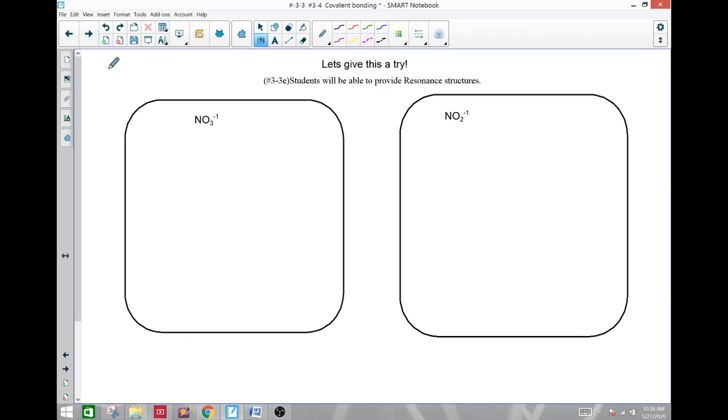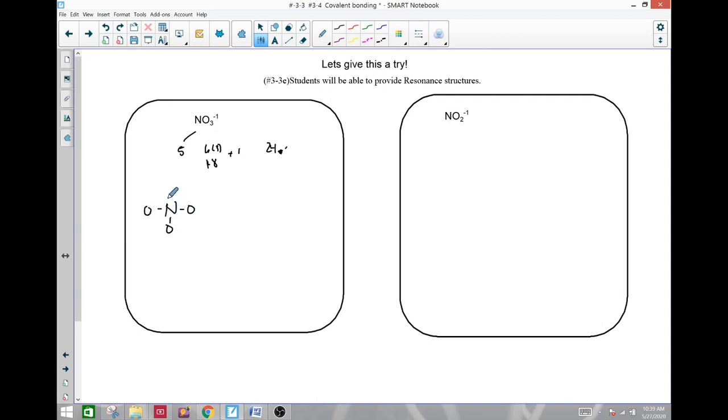Next one. NO3⁻, NO2⁻. This is nitrate. This is nitrite. So 5, and then 3 times 6 is 18, plus 1 for the charge. So 18 plus 5, that's 24. This has 24 electrons. Nitrogen goes in the center. Let me give myself a little bit of room here. We're going to see something a little bit different. So the nitrogen goes in the center, and with oxygen we set up a skeleton structure.